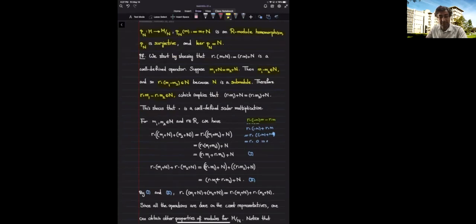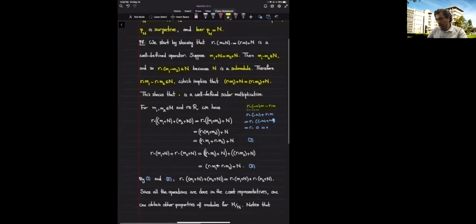That means these are the same cosets. These represent the same cosets. So R times m1 plus n is the same as R times m2 plus n. And that's exactly what we wanted to show. This shows that the scalar multiplication that we are defining is indeed a well-defined operation on R cross M over n. Now one can easily show that M over n is a module.